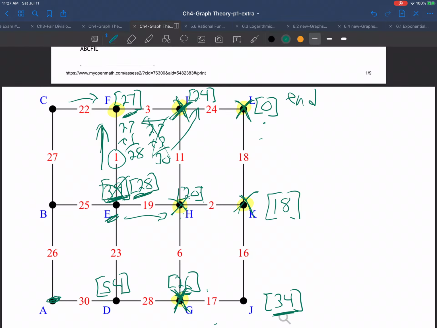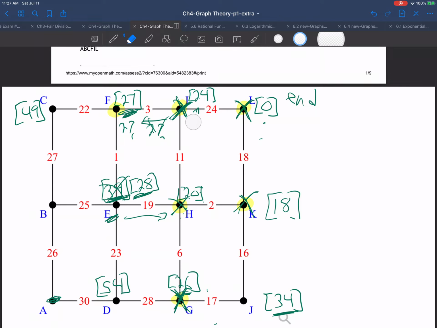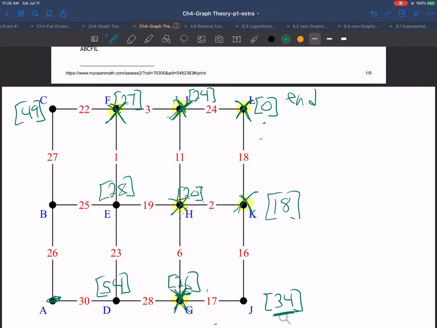So that becomes 28. And then this one, 27, add 22. What's that? 49. So that puts C at a distance of 49 from the end because C is 22 from F and F is 27 from the end. So add those together. That puts C at 49 from the end. So we've done every route coming into F. Let me erase all this. And this will be 28 down here now. The new shorter route. Okay, and then we cross off F because we've done every route coming into F.